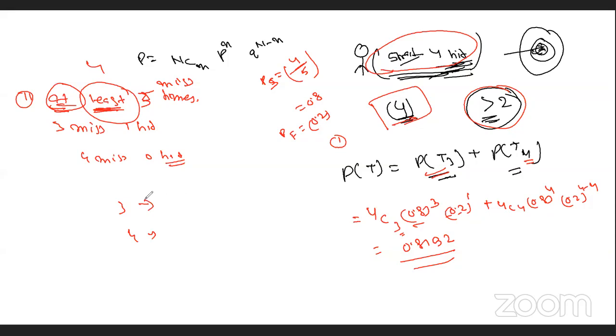So I'm supposed to find out the failure cases for three, as well as the failure cases for four. Suppose I'm going to miss three times, then what is the number of times I will be able to hit the target? One time. If I'm going to miss four times, what is the number of times I'm going to hit the target? Zero times. So this is a success. This is also a success.